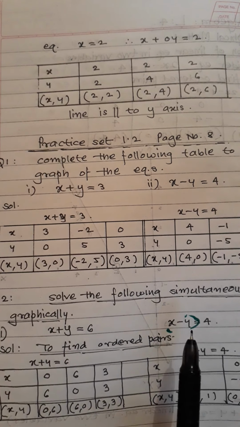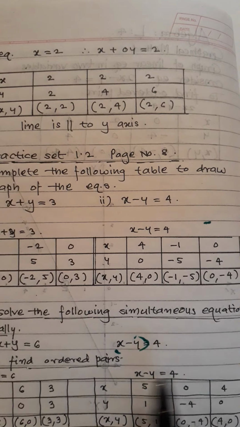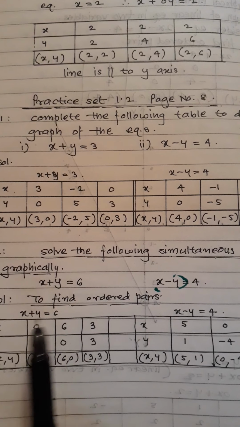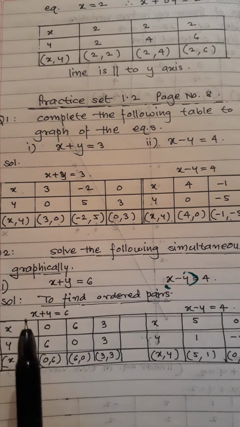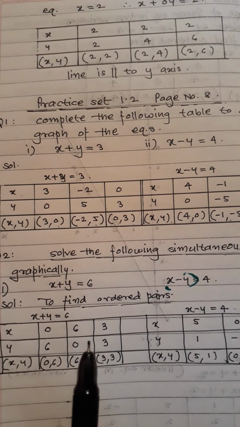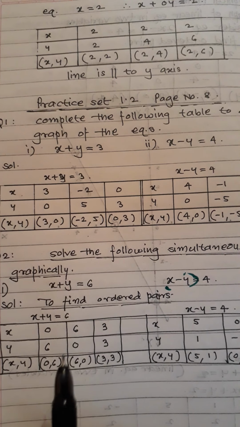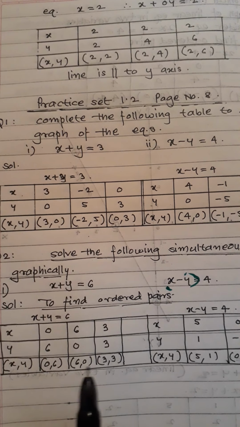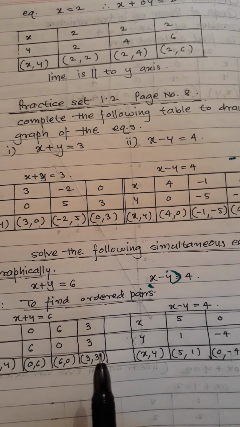To find ordered pairs, make this table here. So x plus y is equal to 6, and then I substitute x is equal to 0, y is equal to 6, then y is equal to 0, x is equal to 6. So easily I get these 2 points. Ordered pairs are 0, 6 and 6, 0. I will find one more ordered pair.